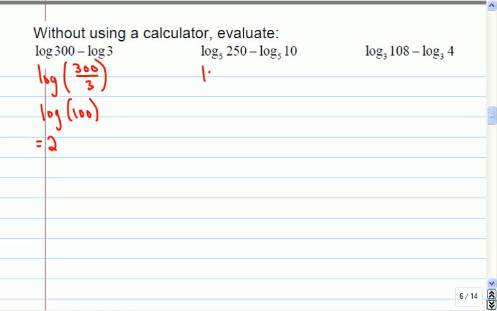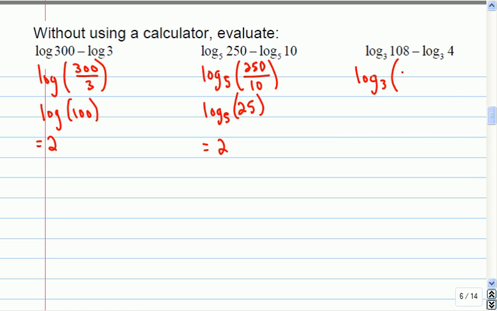In the next example, that's log base 5 of 250 divided by 10, and that would be log base 5 of 25, which is also 2. And in the last example here, this would be log base 3 of 108 divided by 4, which is log base 3 of 27, and that's 3 cubed.